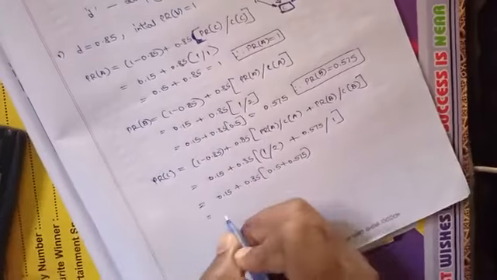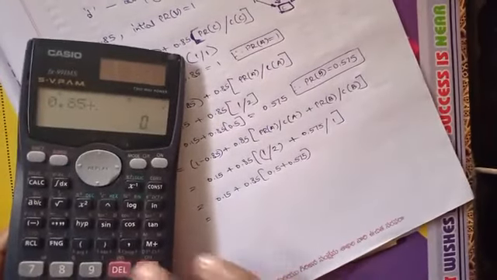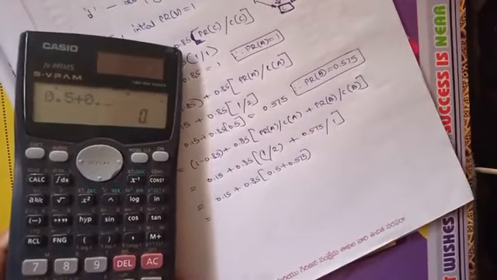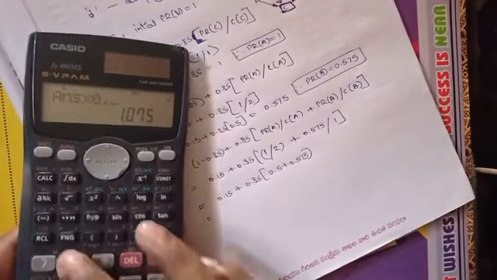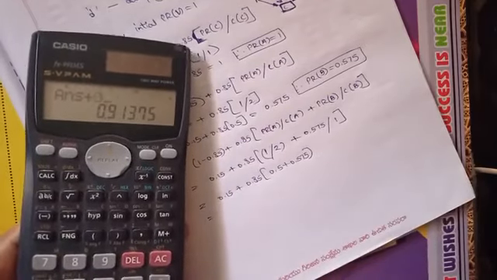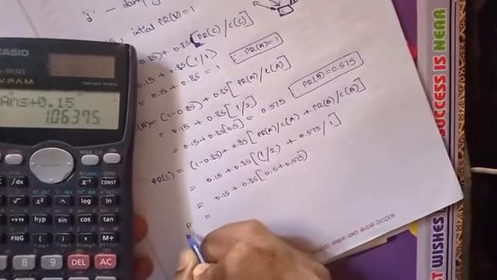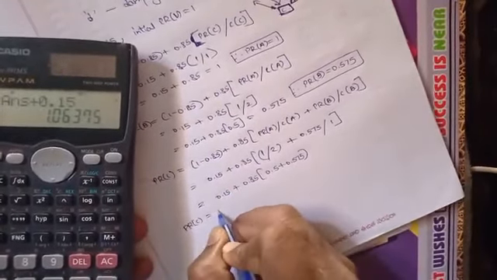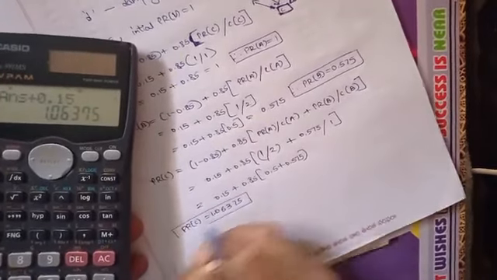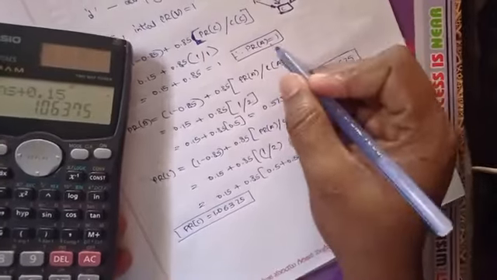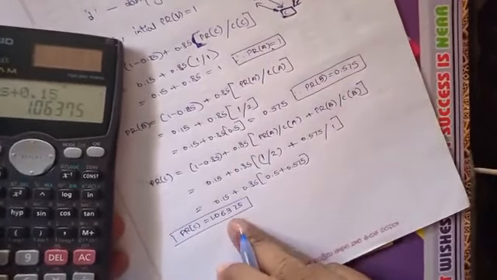So in total we will get a solution of 0.5 plus 0.575, into 0.85, plus 0.15. So PR of C is equal to 1.06375. Did you see that we didn't get equal values? PR of A is 1, PR of B is 0.5 and PR of C is 1.0637.